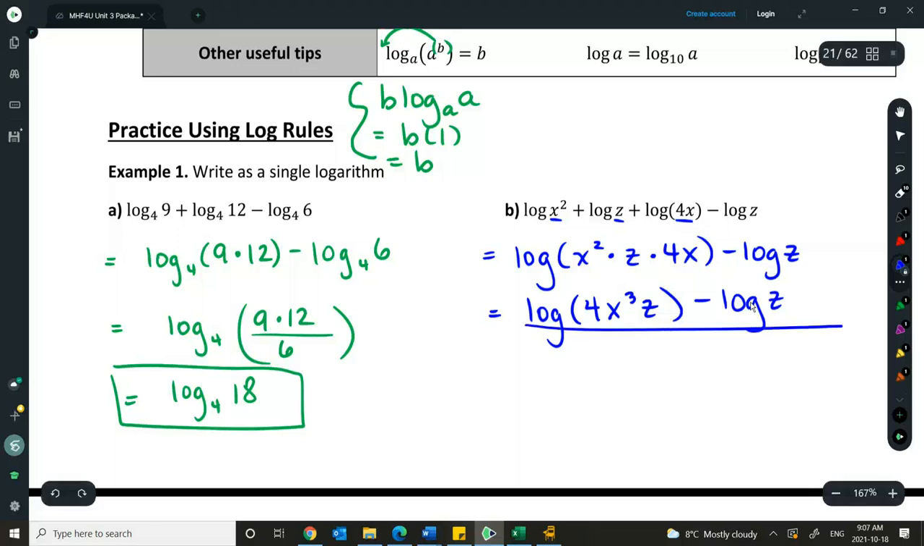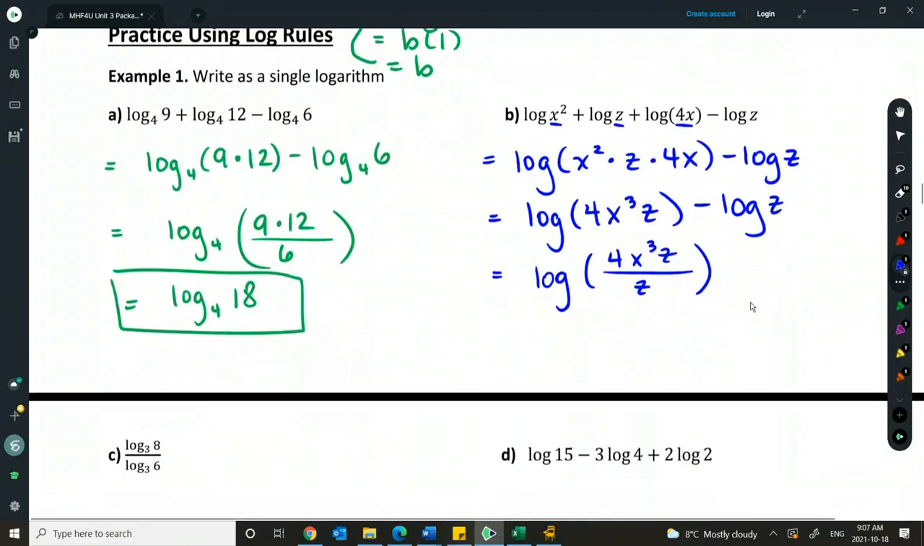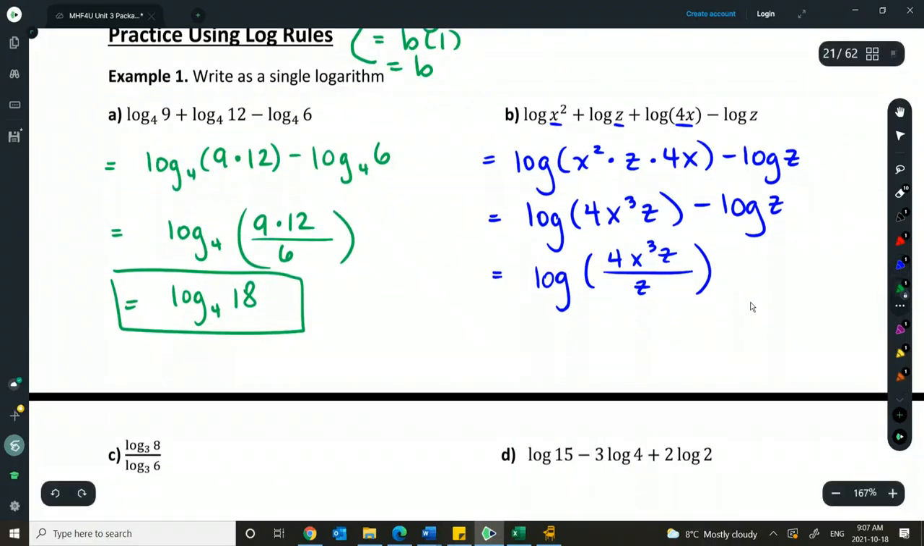Okay, and then subtractions become divisions. So if I'm doing a subtraction of two things with the same base, I will have this first one on the top in the numerator, and then I can write that as a division of what's inside the second logarithm, z. And we can actually simplify this a little bit. Z and z will cancel, and I'm just going to be left with the log of 4 to the x cubed.